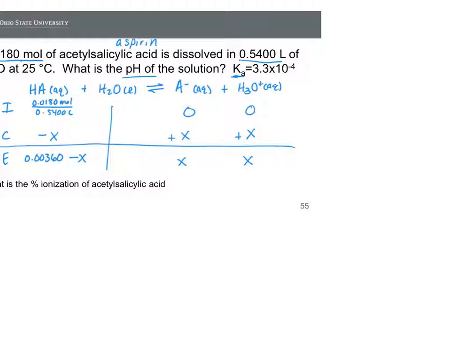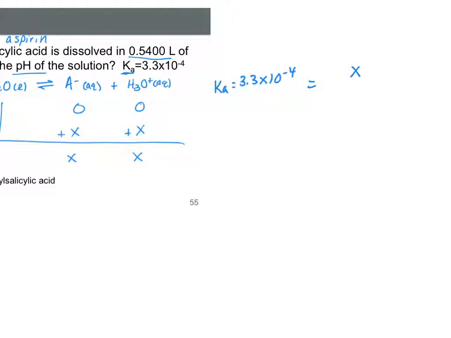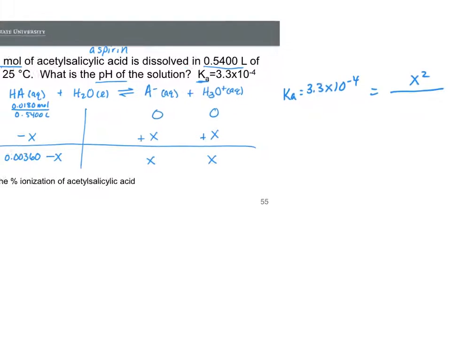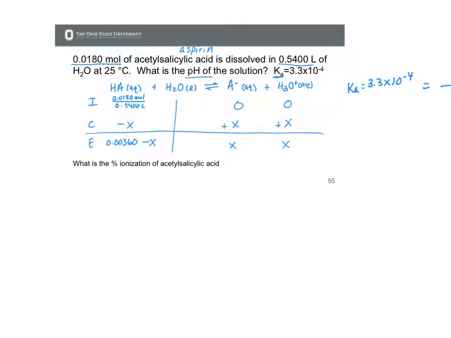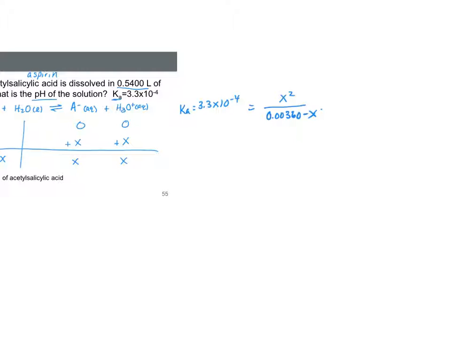We have our weak acid on the reactant side, so we know we need a Ka. Our Ka is equal to 3.3 times 10 to the minus 4, and that's equal to X squared, so our A- times our H3O+, divided by our equilibrium concentration of HA, 0.0036 minus X. So can we assume that X is small in this case? Can we eliminate X from the denominator?